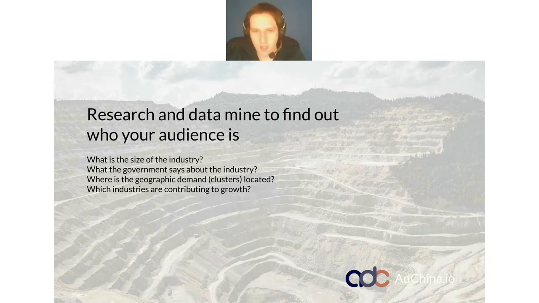So, what's the size of the industry? Does the government value or consider it important? And where are the related clusters located? That one is extremely important. So in China, there are particular regions that focus on certain manufacturing or product specialities. So all of the companies that focus on particular goods are likely clustered together, or there might be multiple clusters for some verticals in a few different cities.